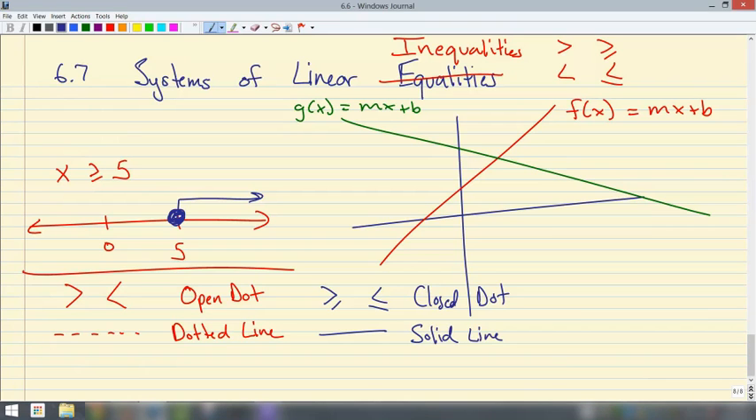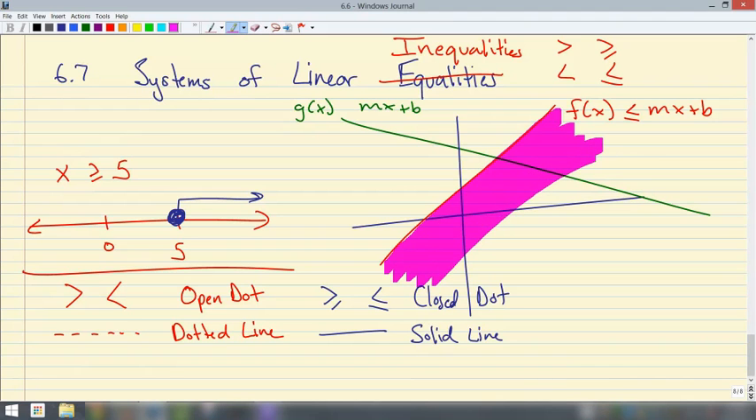The second thing you need to determine is whether you shade above the line or below the line. If it says greater than, you shade above the line. If it says less than, you shade below the line. So let's say f of x, we put less than or equal to, and you would shade below that solid line. All of these points, all these ordered pairs, make f of x true.